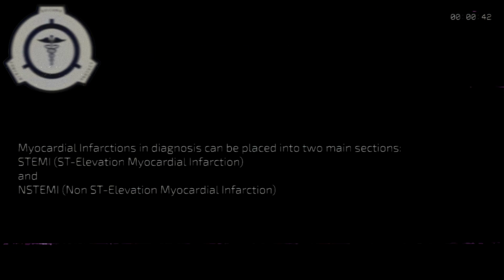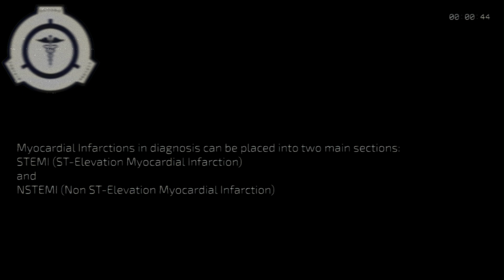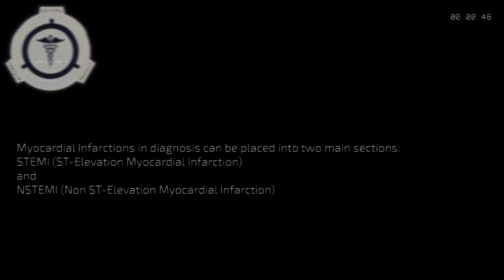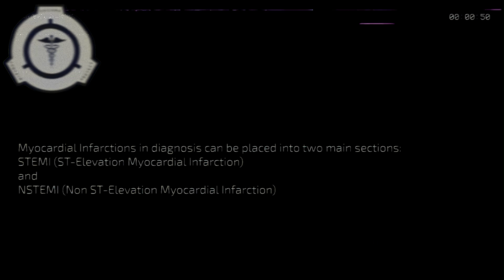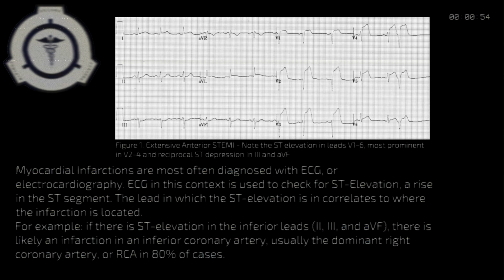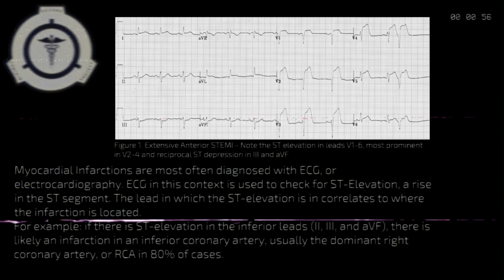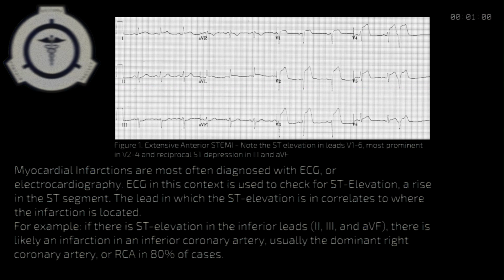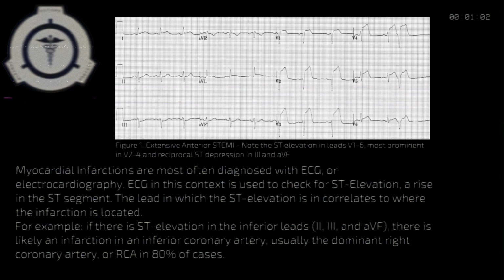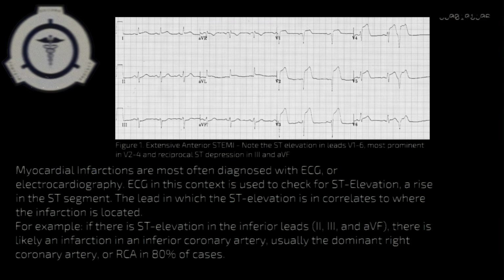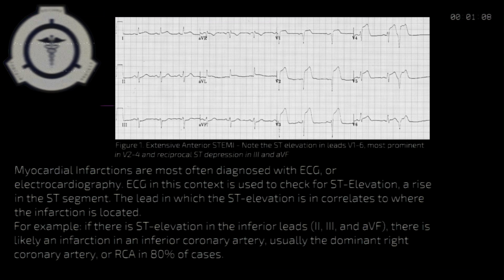Myocardial infarctions in diagnosis can be classified into two main sections: STEMI, ST elevation myocardial infarction, and NSTEMI, non-ST elevation myocardial infarction. Myocardial infarctions are most often diagnosed with ECG or electrocardiography. ECG in this context is used to check for ST elevation, a rise in the ST segment. The lead that the elevation is in correlates to where the infarction is located.